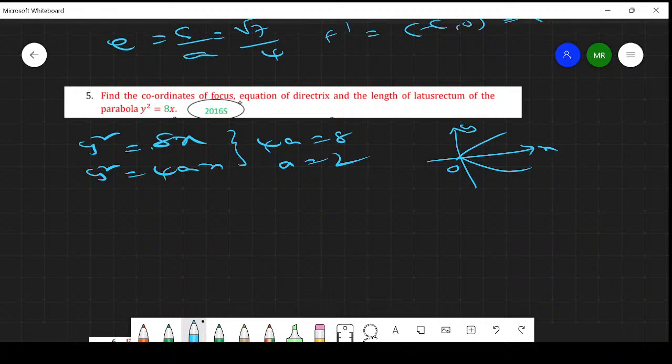They are asking for the coordinates of the focus. We know the a value. What is the focus? F is a comma 0. The answer will be 2 comma 0.